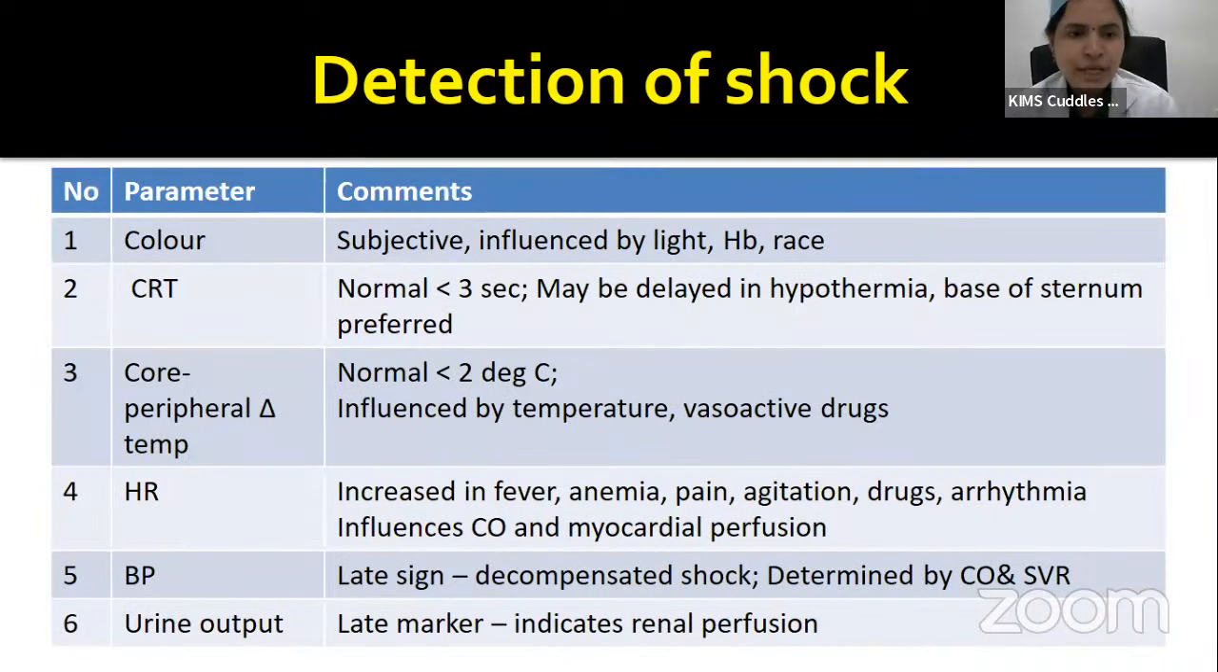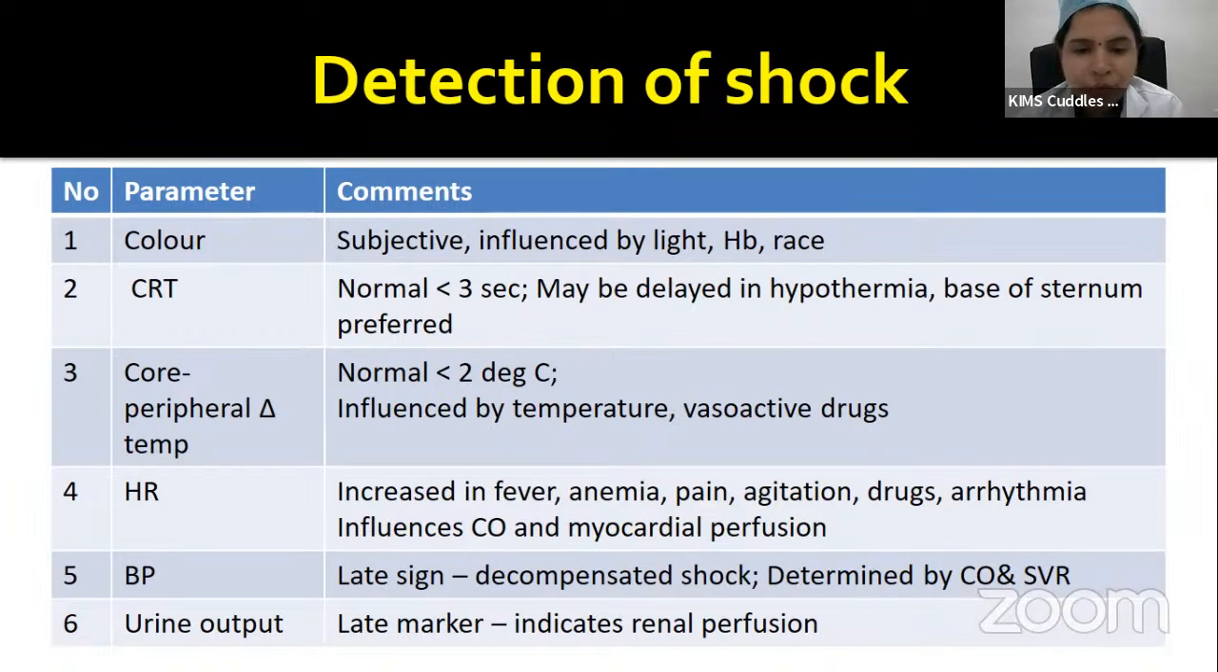Now, as I told you, each of the clinical parameters can be confounded by a lot of factors. For example, color can be subjective and can be influenced by the lighting, by the hemoglobin the baby has, and by racial factors. Capillary refill time, in turn, although the normal is less than 3 seconds, may also be delayed in hypothermia, not only in shock, but also in hypothermia. Sometimes in hyperviscosity conditions like polycythemia, the peripheral perfusion may also be poor, and we may see abnormal CRT.